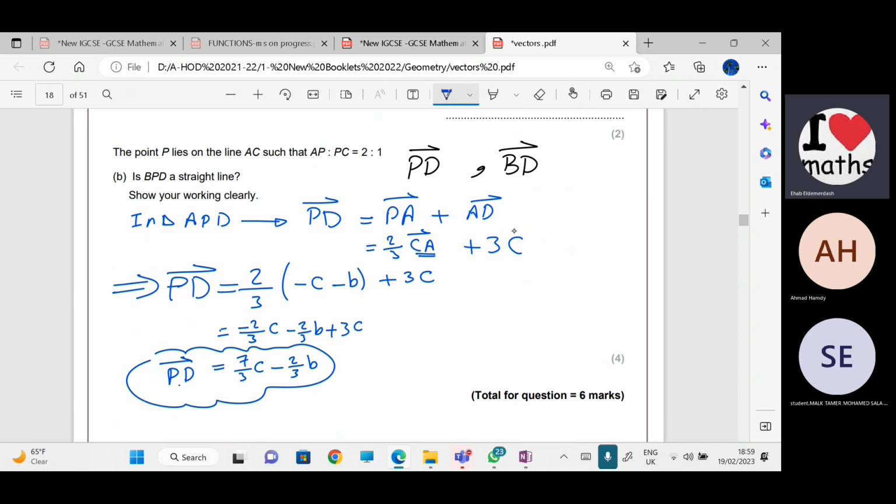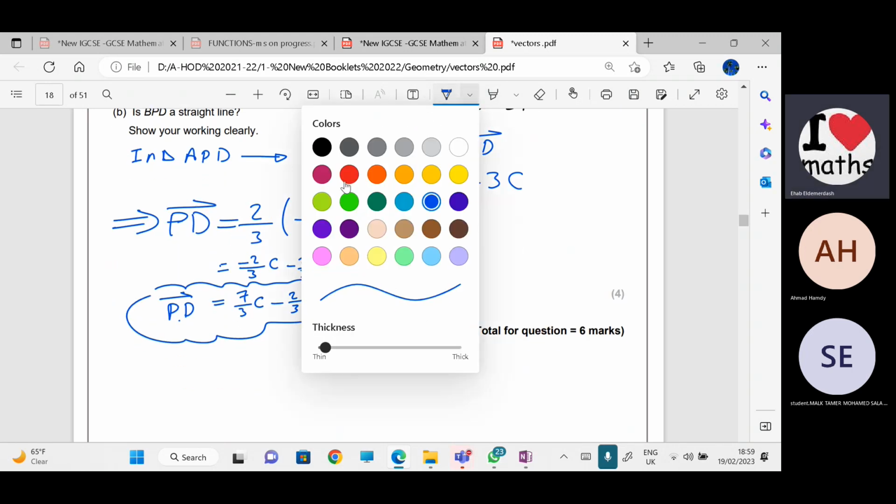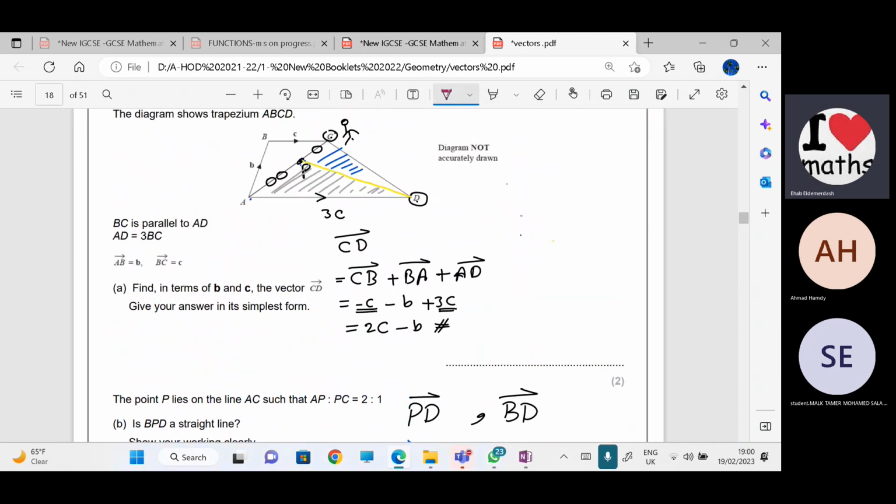Okay, there is another one. This is my first part. My second part, I need to find out BD. I need to go from B to D. I think this is easy. To find BD it's easy. I don't know if you think it's easy or not. I need to go from B to D. Who can tell me what will be the answer? Minus B. Bravo. Plus 3C.